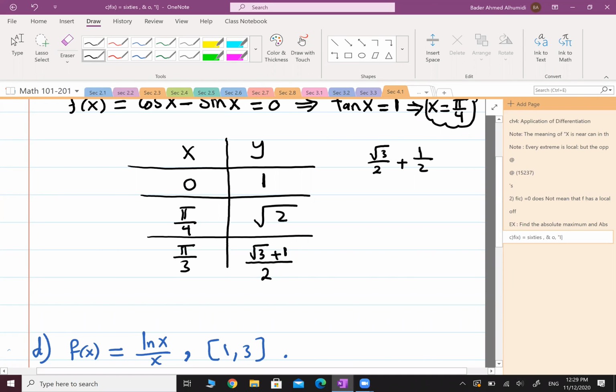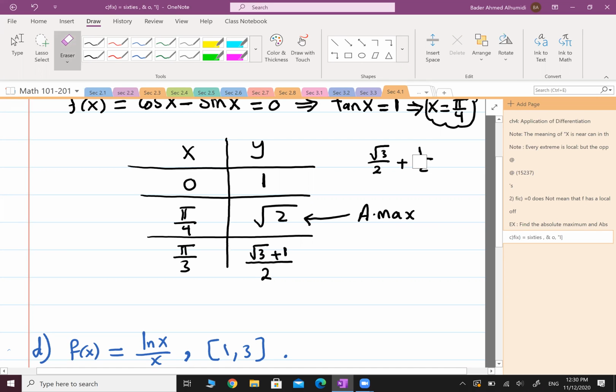Of course someone might say, in the final exam there is no calculator, how do I know whether radical 2 is bigger or radical 3 plus 1 over 2 is bigger? Of course in the final they will give you smooth numbers, but this is approximately 1.4. Radical 3 is approximately 1.7, when I add one it becomes 2.7. If I divide by 2, approximately 1.35. So radical 2 is larger than radical 3 plus 1 over 2. Even if I do not have a calculator, I can judge and say this one here is the absolute maximum.